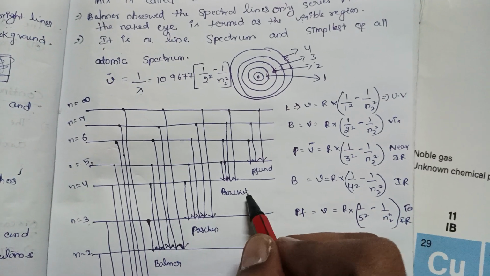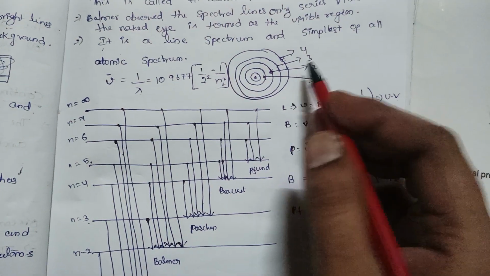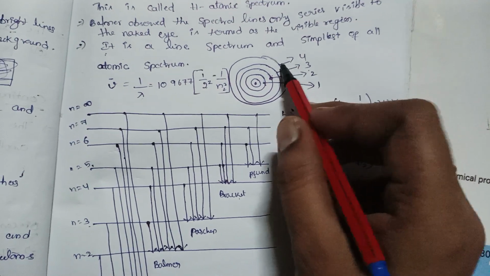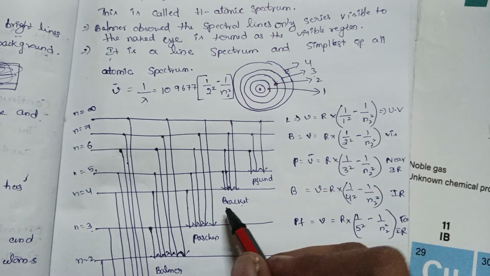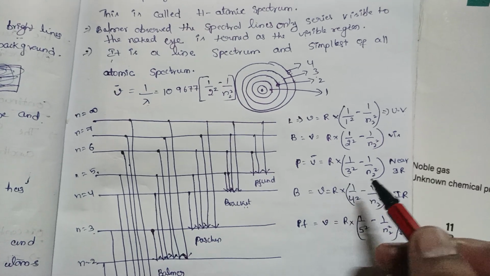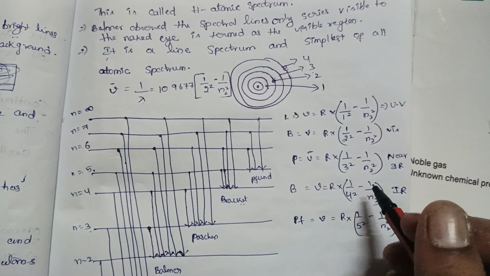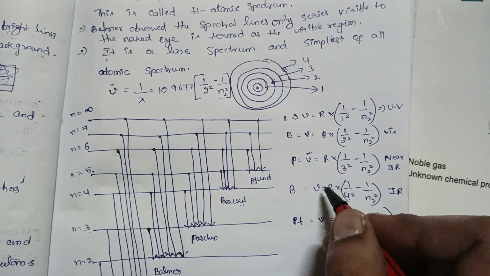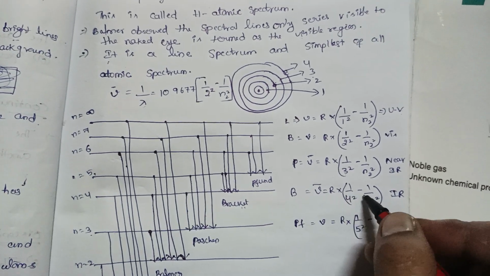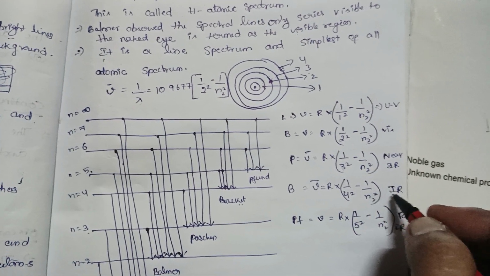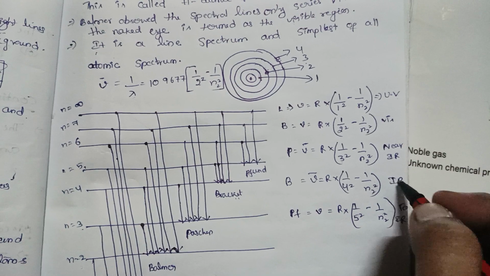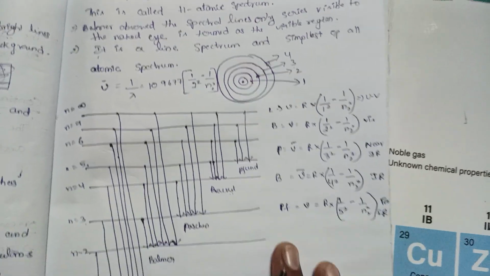Later, Brackett observed electrons jumping to the fourth orbit. He gave a series, that is the Brackett series. And to calculate the wave number, wavelength and energy difference between energy levels, he gave the equation nu bar equals R into 1 by 4 square minus 1 by n2 square. He observed it in the infrared region.